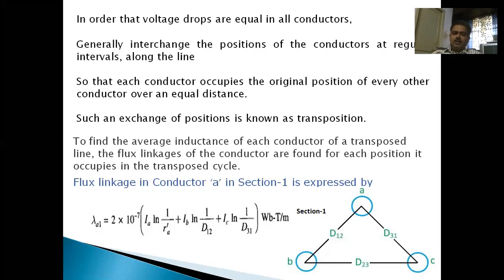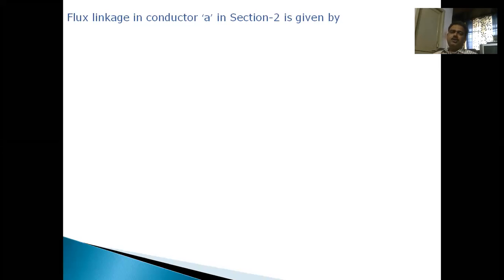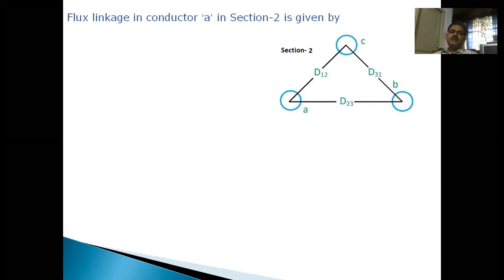Now this is in section 1. That means up to 1/3 distance, the flux linkage in conductor A. The next case, the flux linkage in conductor A in section 2, is given by... section 2 means the position of the conductor is changed.